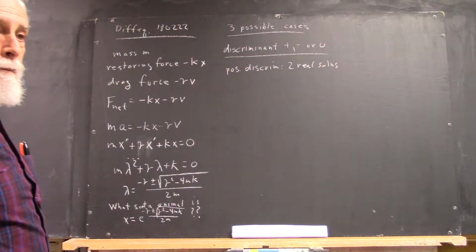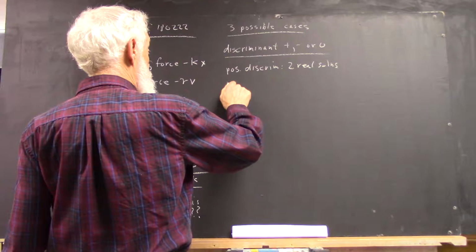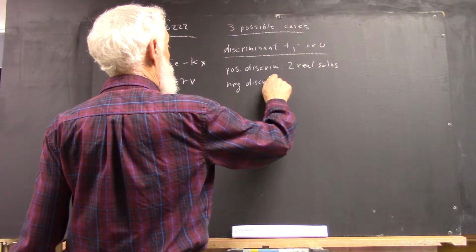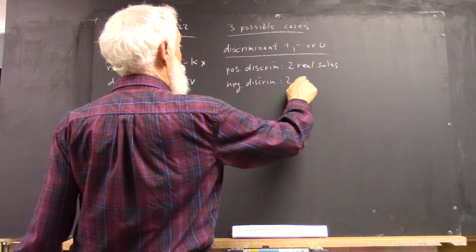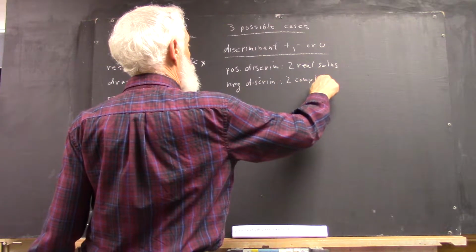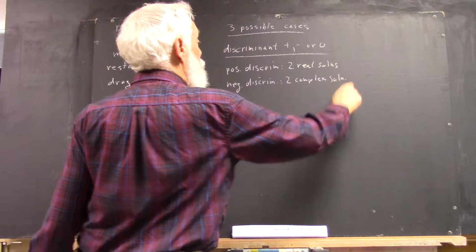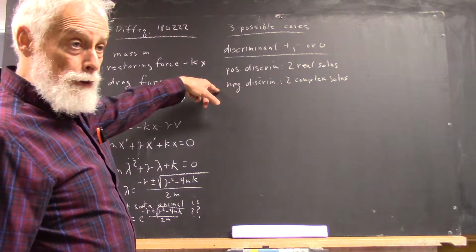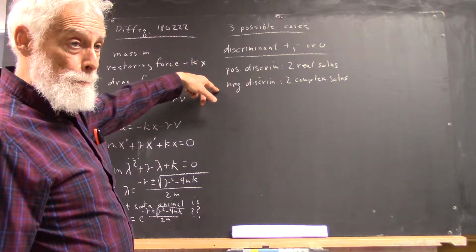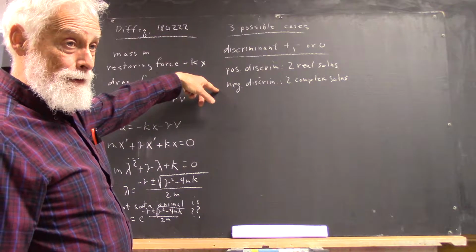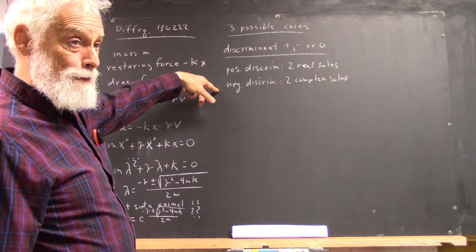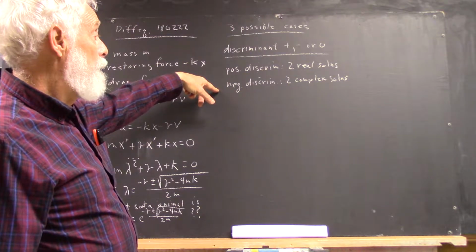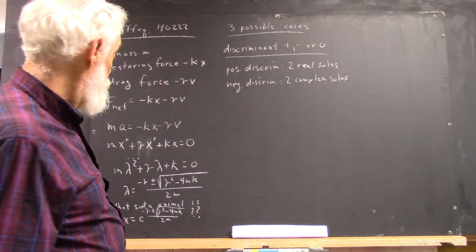Okay. If you have a negative discriminant, you get two complex solutions. Is it possible that those solutions could be purely imaginary? Yes. How? Because if they're both negative, you're still going to have your i's, right? Your i's aren't going to cancel.